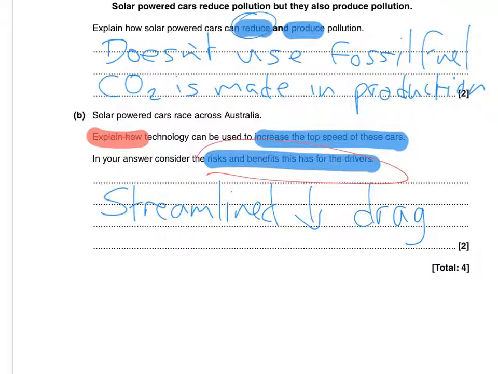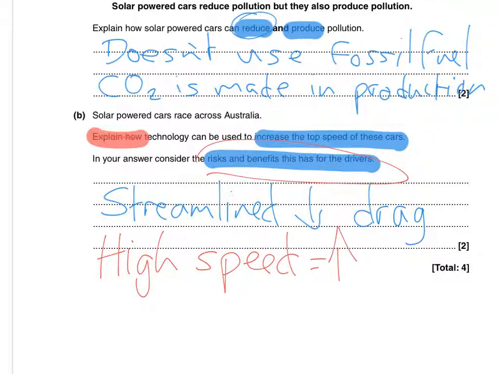The second mark is this bit down here. It's the risks and benefits this has for drivers. So you could go for the higher speeds side of things. So at high speeds, more risk of causing greater injury. So that would get you the second mark. High speed equals increased risk. Okay, second one done. All right, well done.